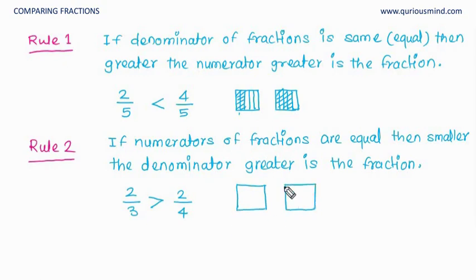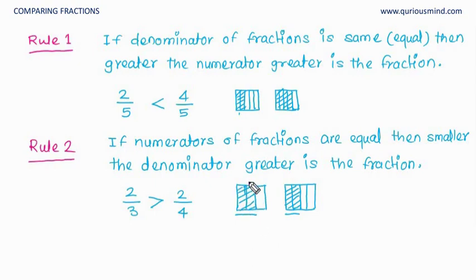Now let's again look at it. Let's again take 2 equal pieces and divide this into 3 pieces. And this one divide in 4. And let's take 2 out of these. And let's take 2 out of these as well. Now it can be easily seen that this is a greater one. This is a greater portion than this.